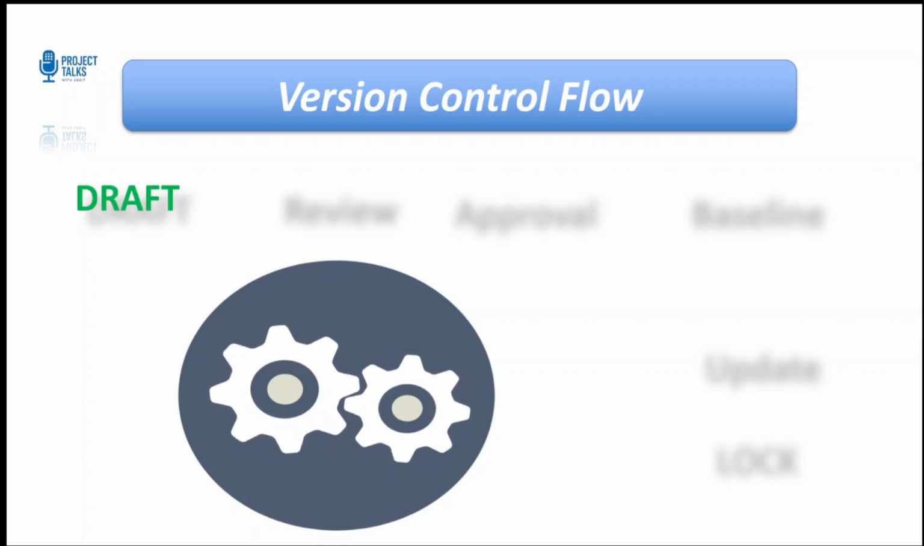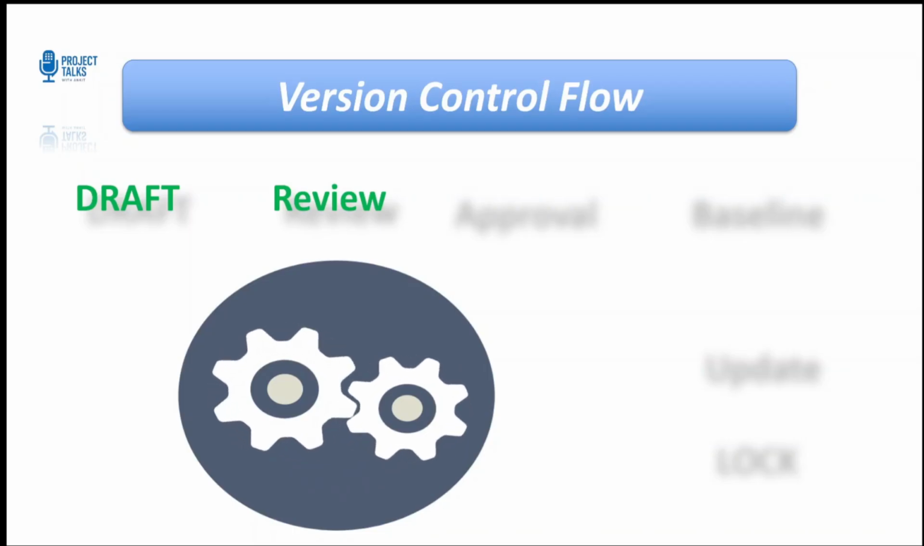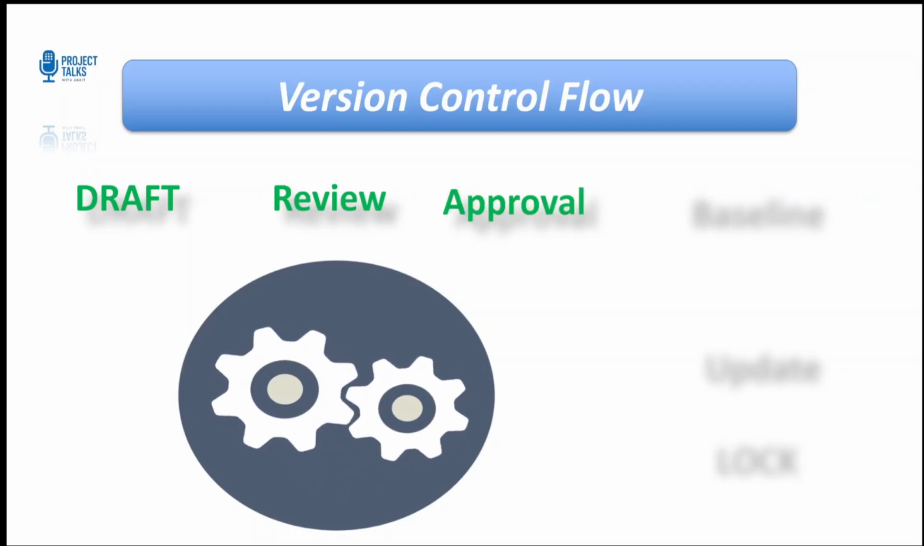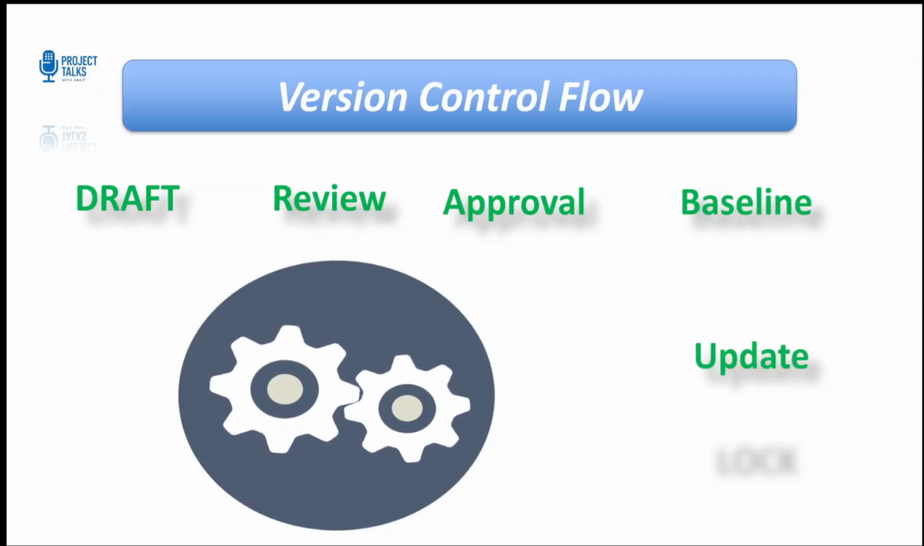It starts with a draft, that's your working copy. Then it moves to review, where inputs and comments come in. Once finalized, it goes for approval. After approval, the version becomes your baseline, meaning it's officially logged and published. Any new edits after that create an updated version. This simply helps teams stay organized and aligned.